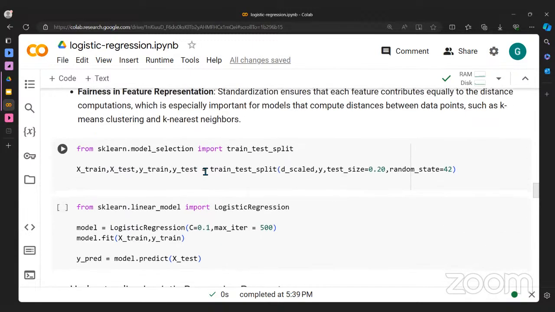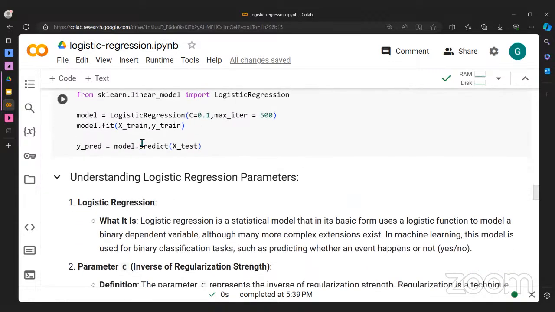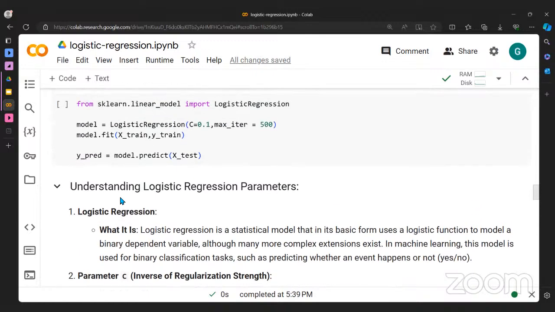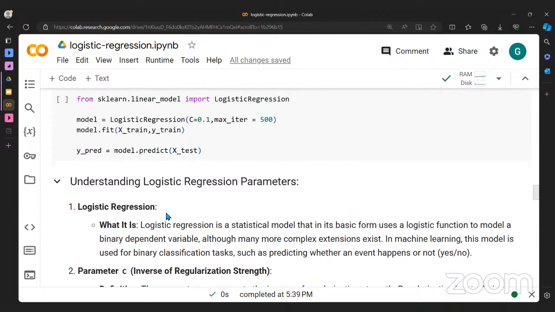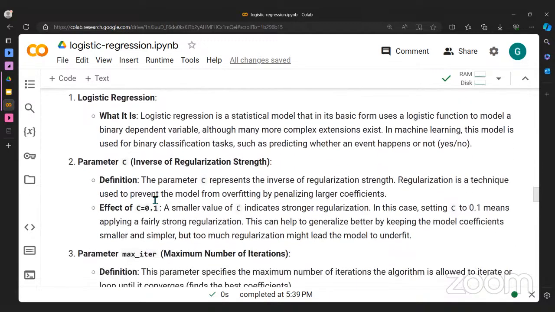Then this is where we split it. This is 80-20. Yeah, and we fit it in, and we did the prediction. We already know what the regression is. The parameter C you're seeing here is just like tuning the model. It helps in making sure that we are applying a fairly strong regularization to the model. This can help generalize better by keeping the model coefficients smaller and simple.